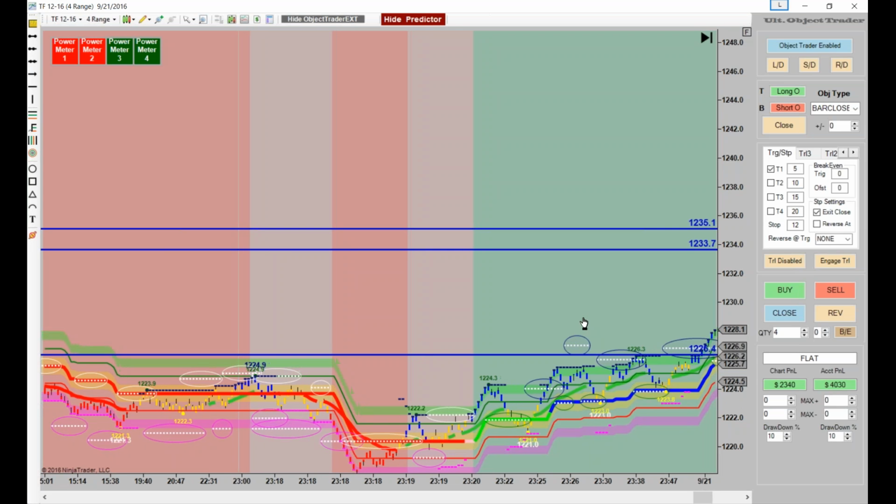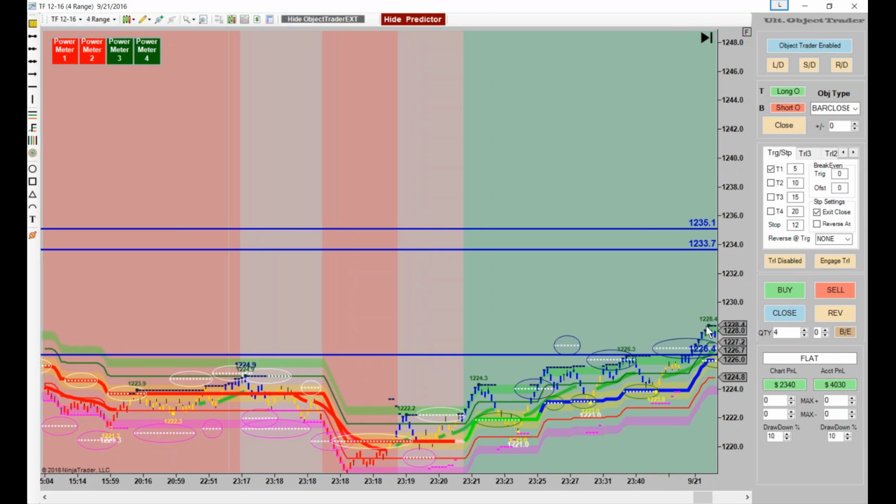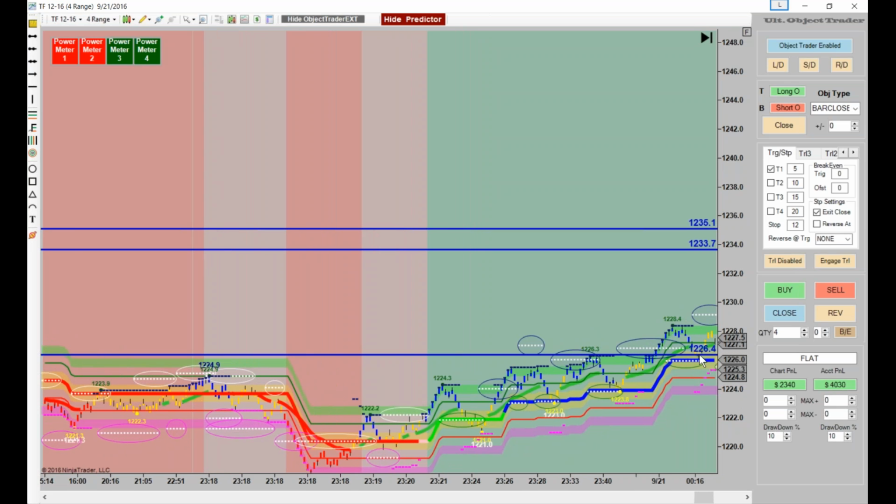I'm going to go ahead and hit market order. So they hit market order at 1228.10. It goes up to 1228.40, which is 3 ticks, and then it pulls all the way back to there. That's why most people get bad trades.